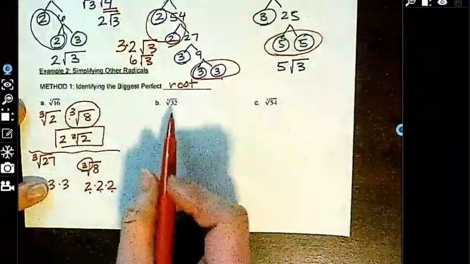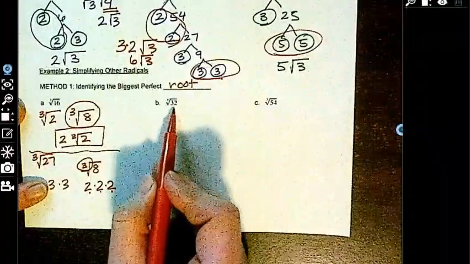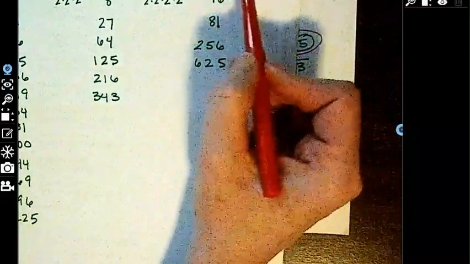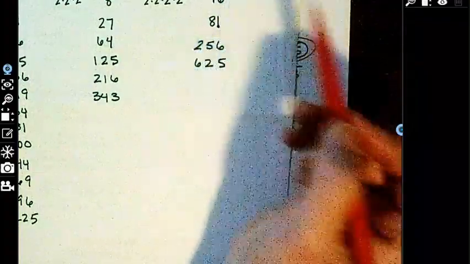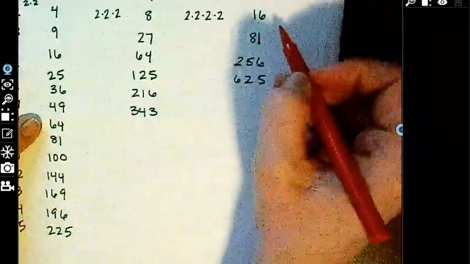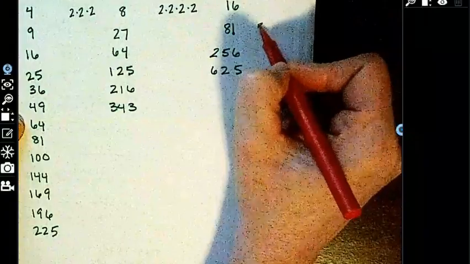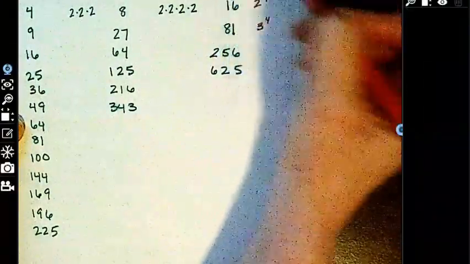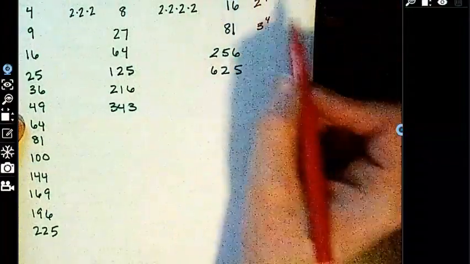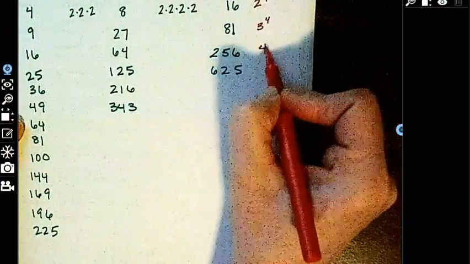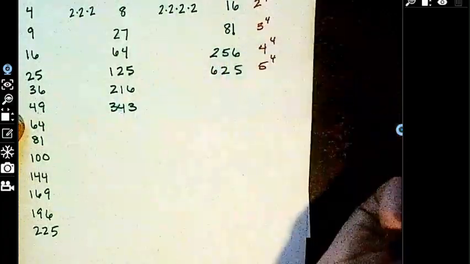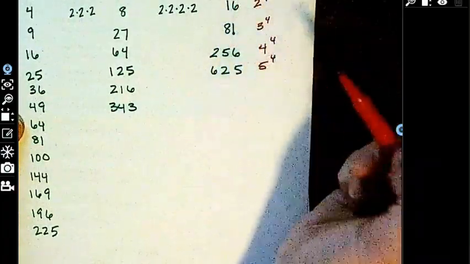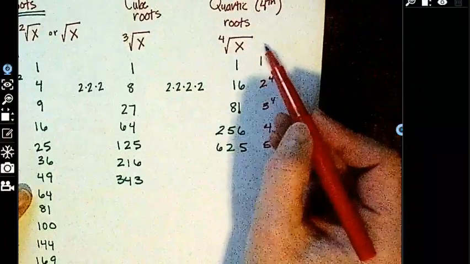All right, let's look at this one. Now this is a fourth root of 32. So I have a list in my mind of fourth roots. 1 times 1 times 1 times 1 is 1. 2 times 2 times 2 times 2 is 16. Really what it is, 3 to the fourth power, 2 to the fourth power, 1 to the fourth power, right? Then this would be 4 to the fourth power and 5 to the fourth power. That's where I'm getting these perfect fourth roots.